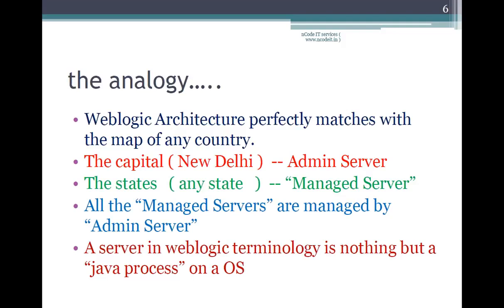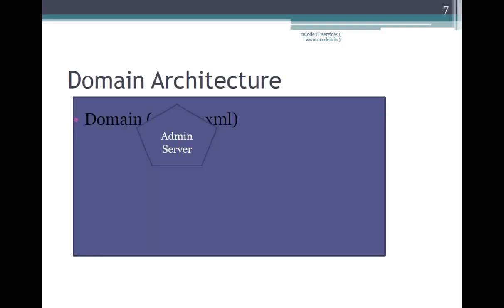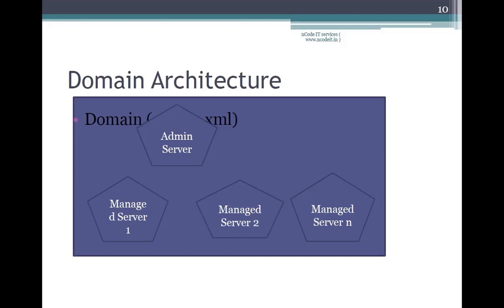Now again, whatever we are saying, admin server or managed servers, they're simply Java processes. If you ask the operating system what these processes are, it would answer that they are simple Java processes. They all look the same. Now in a domain, okay, let me come to the domain now. So here you got an admin server, then you got a number of managed servers. Now all these things together you call a domain.